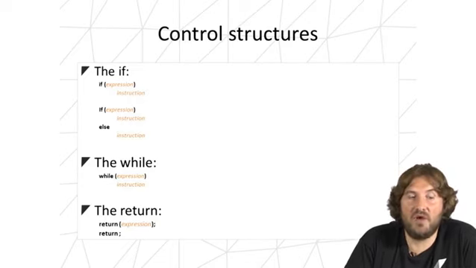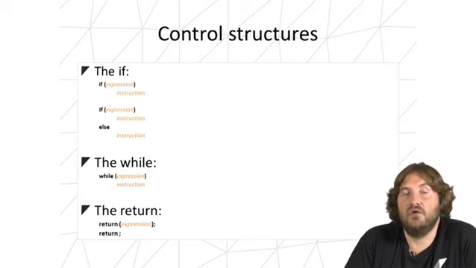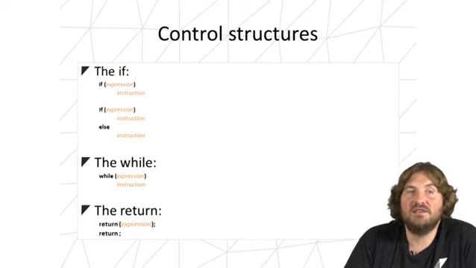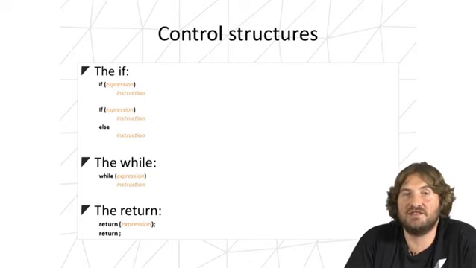There's a more elaborate version, which is if, expression, curly brackets, instruction, else, curly brackets, other instruction. As you can imagine, it evaluates the expression. If the expression is worth 0, it executes the second instruction. If the expression is worth 1, it executes the first instruction. It's a rather simple thing.